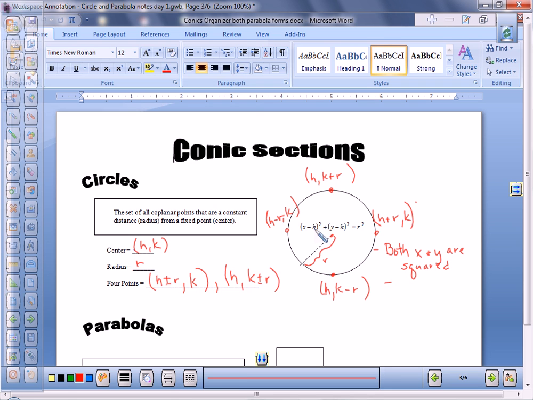What would the understood leading coefficient be here? 1. What would the understood leading coefficient be there? 1. So do you see that the leading coefficients are equal?